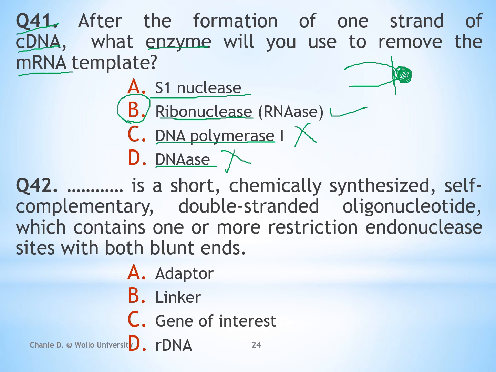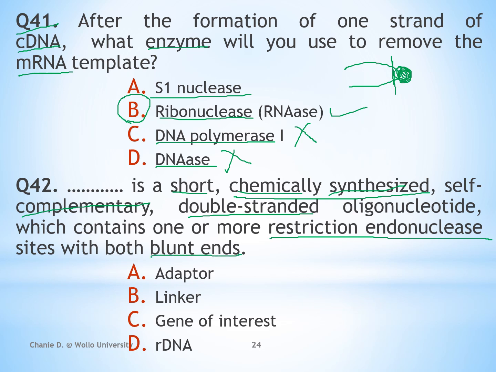Question 42. Blank is a short, chemically synthesized, self-complementary, double-stranded oligonucleotide which contains one or more restriction endonuclease sites with both blunt ends. Here, a short, chemically synthesized DNA sequence, self-complementary, double-stranded, with multiple restriction endonuclease sites. It has multiple restriction sites and both blunt ends.